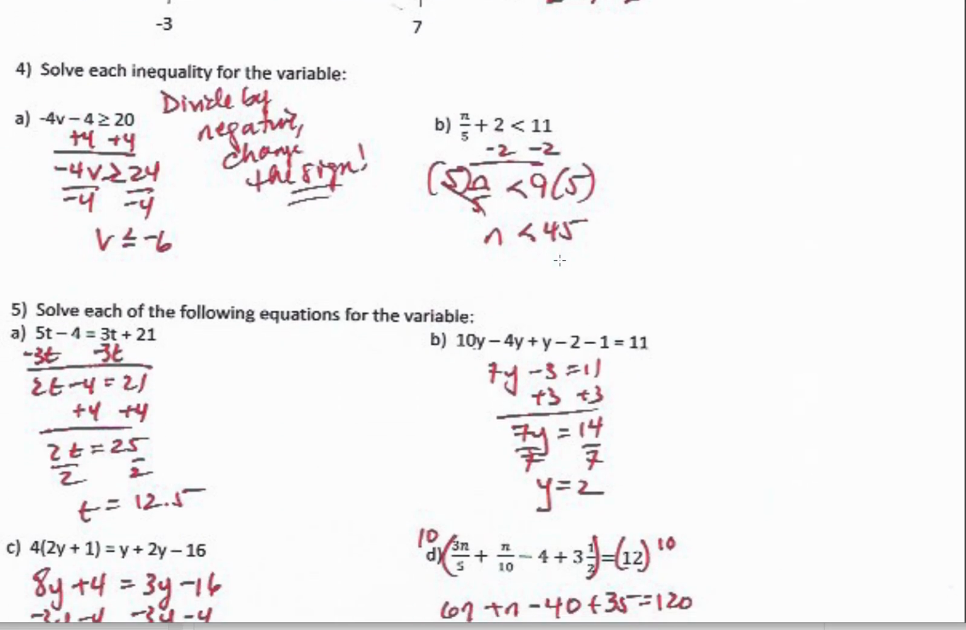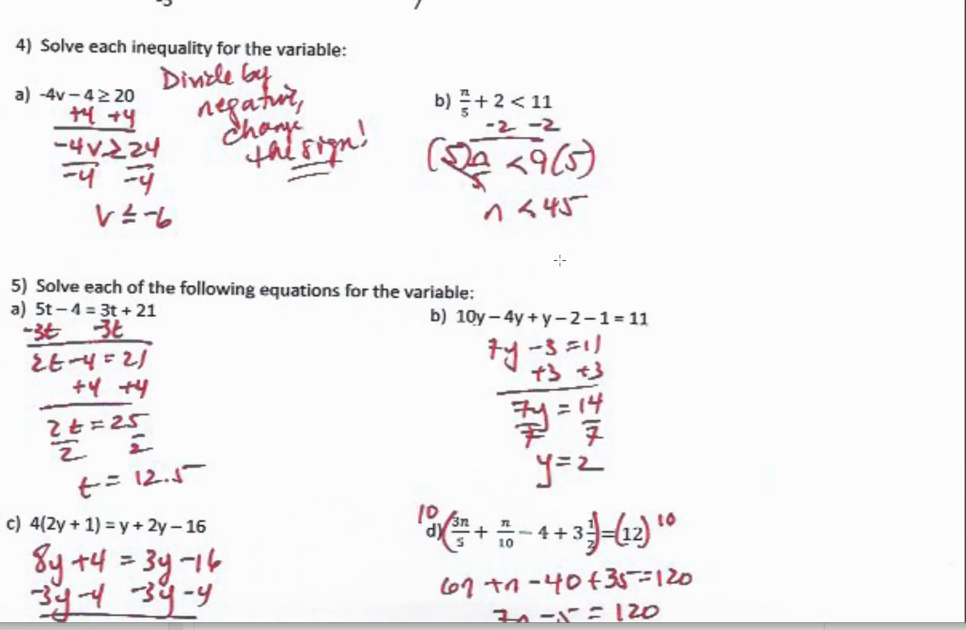Number 4, solve the inequality. Remember, if you multiply or divide by a negative, you have to change the direction of the inequality. Add 4 to both sides. Negative 4b is greater than or equal to 24. Divide by negative 4, switch that inequality. B is less than or equal to negative 6. You switch it because you're negating the inequality also. If it was a greater than and you negate it, it becomes a less than.